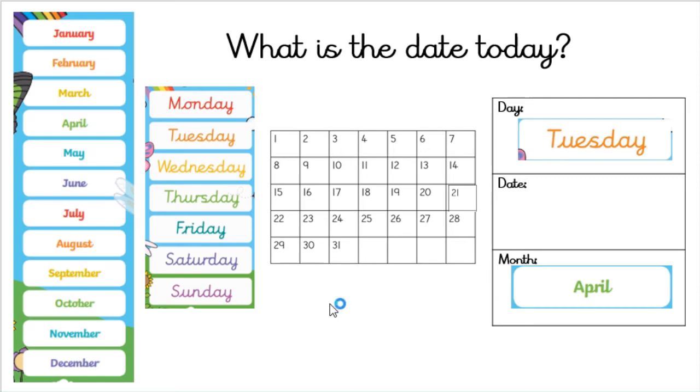So what number is it? What's the date today? Yes, it's the 21st, so 21. So today is Tuesday, the 21st of April. And the year, just in case you're wondering, is 2020. Okay, let's go on to our next slide and see what we're going to do next.